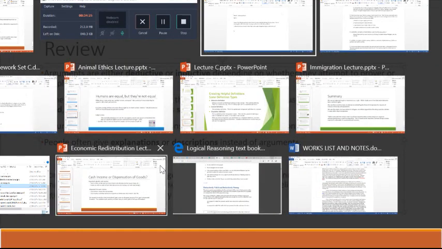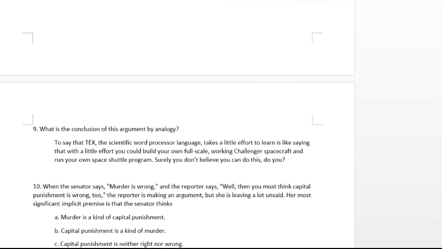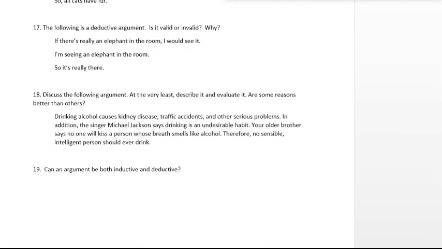Let's look real quick at our homework set B, if there's anything we want to go over. So for instance, let's just look at number 17. The following is a deductive argument. Is it valid or invalid? Why? So if there's really an elephant in the room, I would see it. I'm seeing an elephant in the room, so it's really there. Now remember, deductive arguments try to prove a conclusion true 100% with absolute certainty.